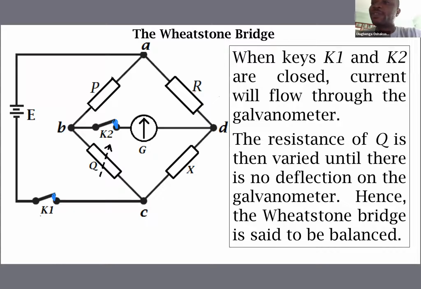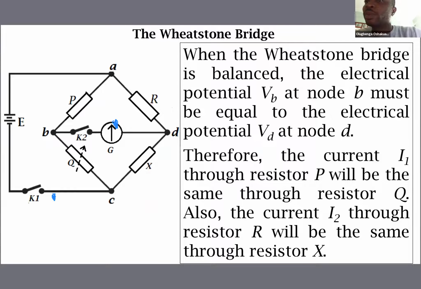So I think I've said everything we have on this slide. When there is no current flow through the galvanometer, we say that the bridge is balanced. The galvanometer bridge is balanced.